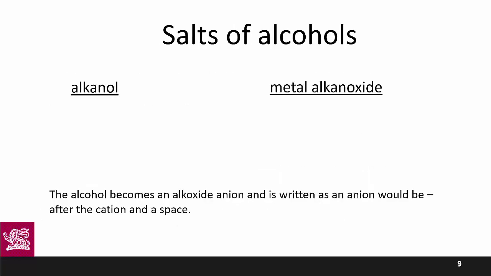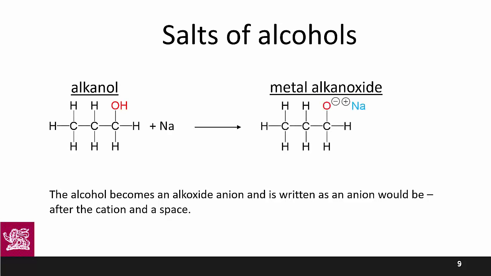And so as I just hinted, we need to talk about the salt of an alcohol. Now here we have the general formula for an alcohol, which is an alkanol, because it's an alkane as an alcohol, so it's an alkanol. And that's going to form a metal alkanoxide as the product. Here's an example. If we add an alkali metal to an alcohol, we form our alkanoxide and hydrogen gas.